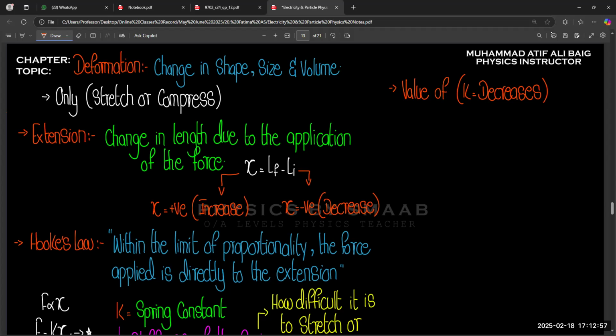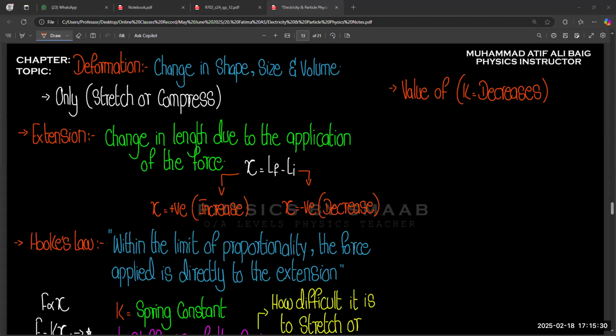For example, if we consider the ball point or the ball pen that we used to write, there is also a spring in the ball pen. Basically, that spring is very soft. It means for that particular spring, the value of K is very small, because that is a very soft spring. We can easily change the shape or the size of the spring permanently.